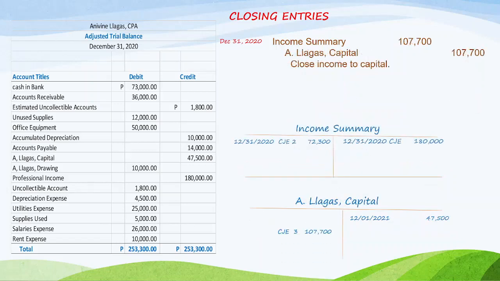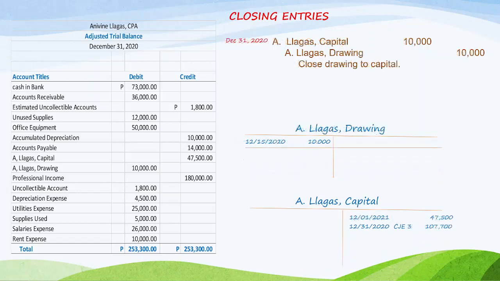Finally, for the closing entries, the last one is that we close the drawing account. So we have here a debit of 10,000 in the capital account. So it must look like this. We double rule the Liagas drawing account because it's already a closed account. And we'll get the balance of Liagas capital.